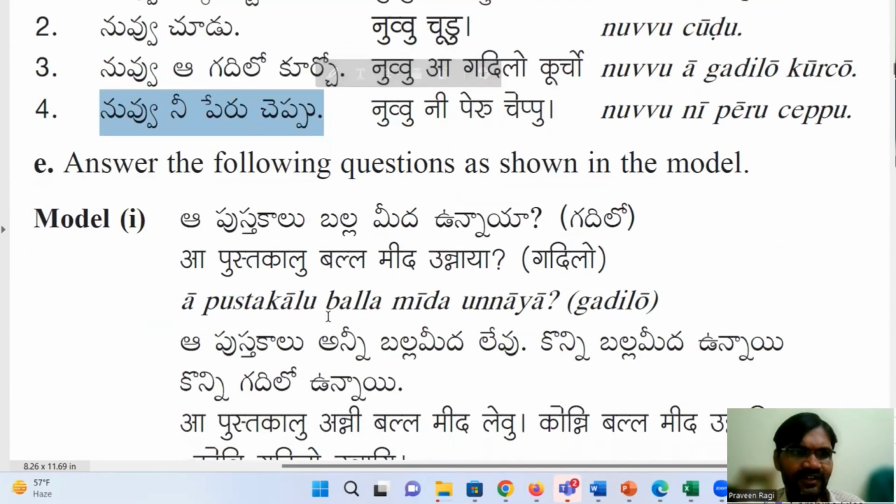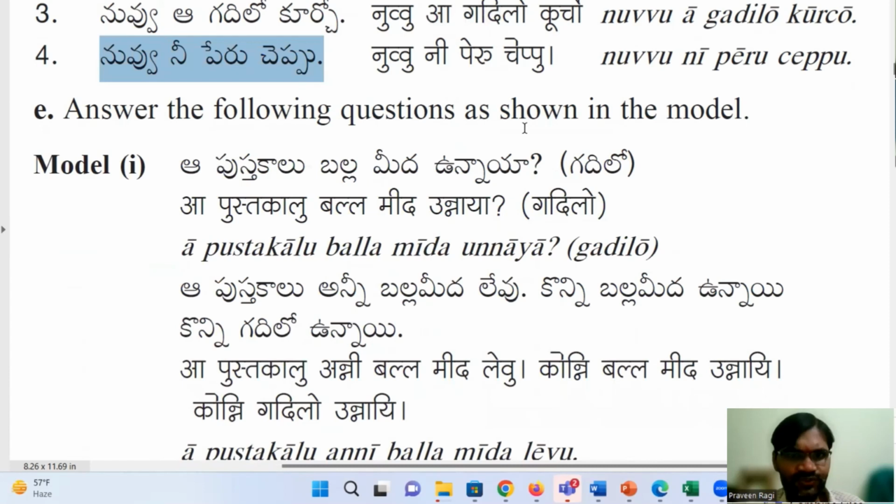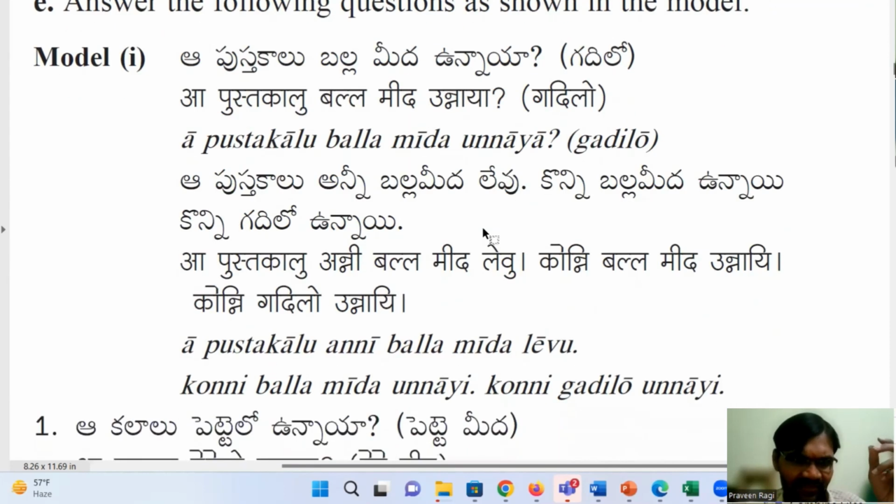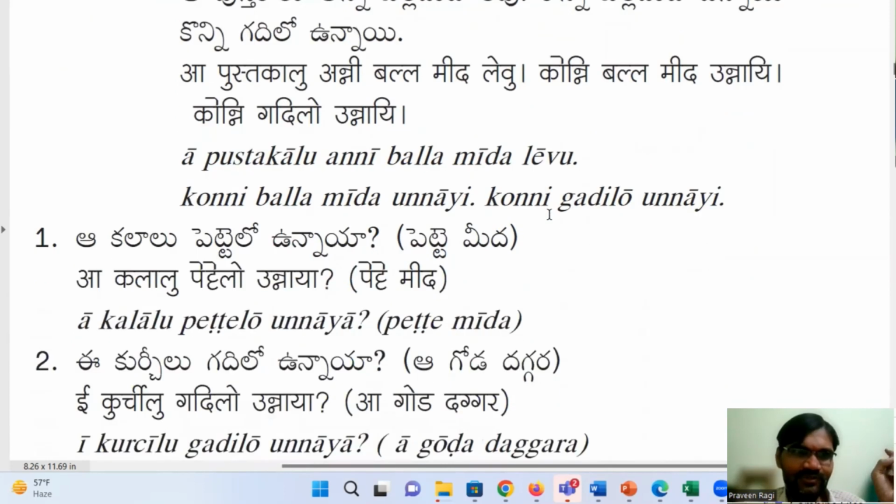Okay. Next exercise is answer the following questions as shown in the model. Aa pustakalu balla meeda unnaya. Here they have given one example. Aa pustakalu anni balla meeda levu. Konni balla meeda unnayi, konni gadilo unnayi. They made a very lengthy answer. Just remember this pattern. Then you can apply it in the same method.